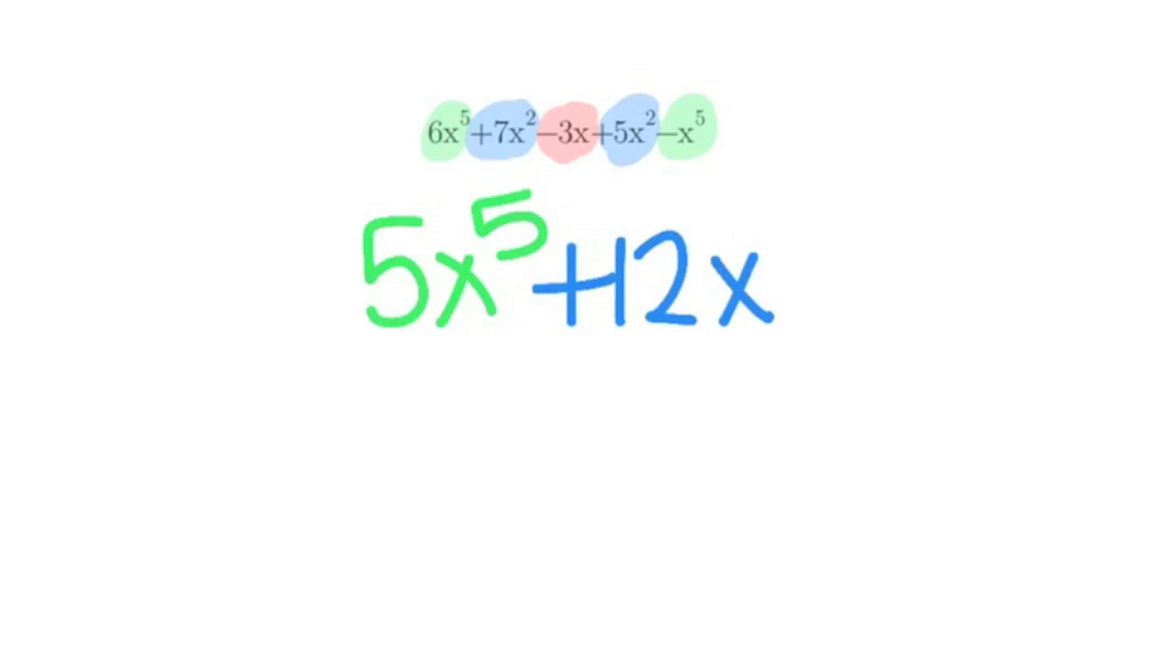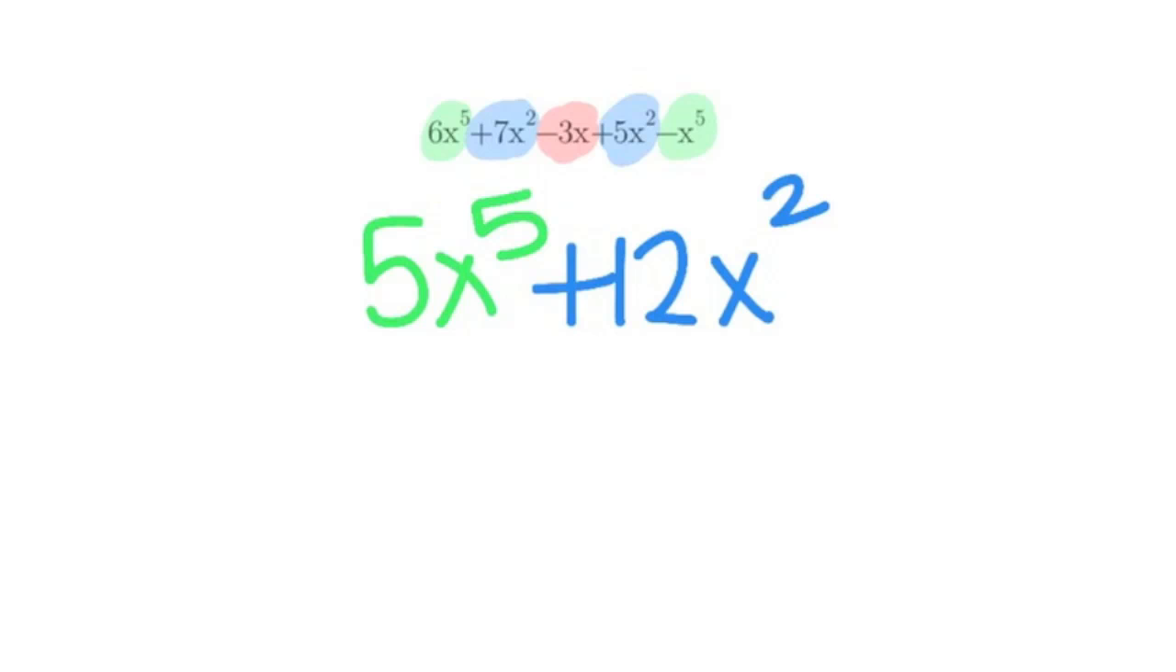All right, so we're going to start by combining what's in green. So I have 6x to the 5th minus x to the 5th. So that means a 6 minus 1, which will give us 5x to the 5th. Then I have what is in blue. So that's a 7x squared plus 5x squared. And 7 plus 5 will give me 12. So I have 12x squared.